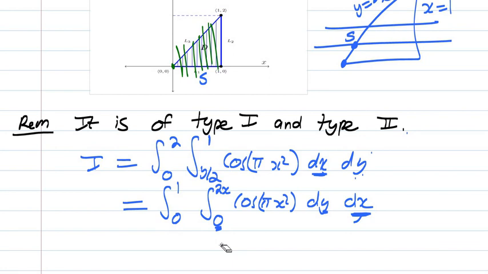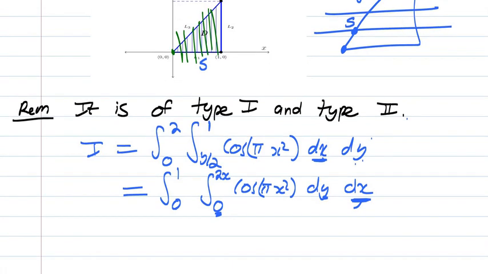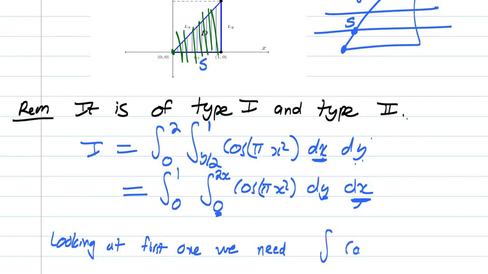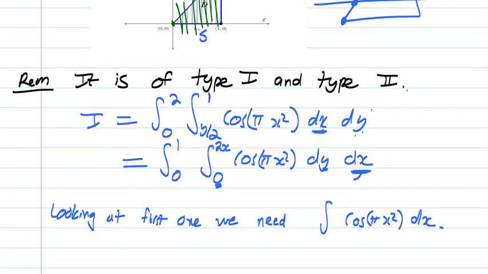However, now let's try the first one. So looking at the first one, we need to integrate cos(pi x squared) dx. But does it look familiar?